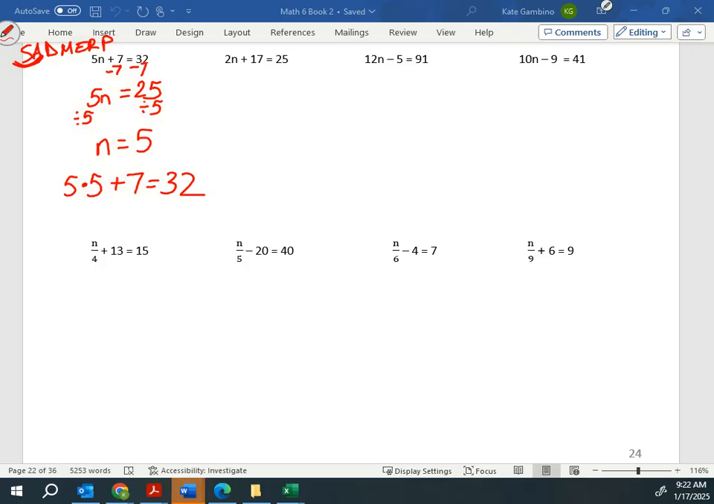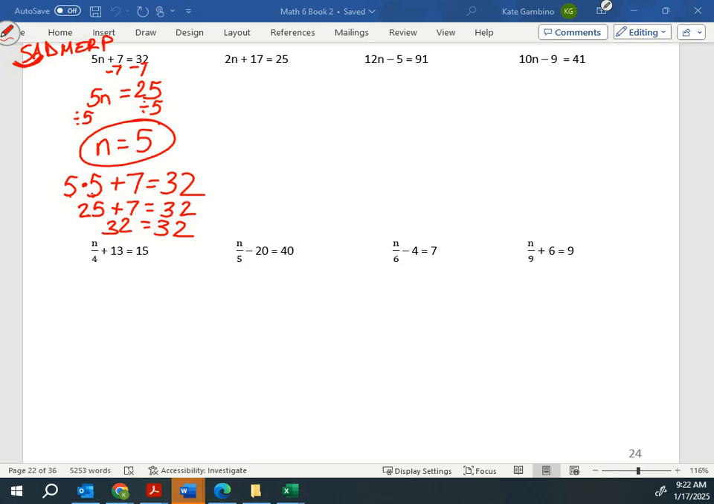Now I'm not doing opposite operations. I'm not moving to the other side. So I'm going to do the regular PEMDAS. So I have to multiply before I add. 5 times 5 is 25, plus 7 equals 32. 25 plus 7 is actually 32. So putting my value into the equation, I can prove that I did it correctly. So now I'm going to circle it and say there is my answer.